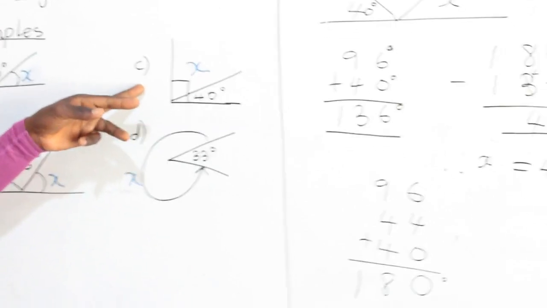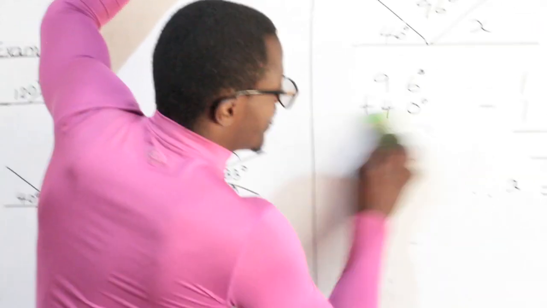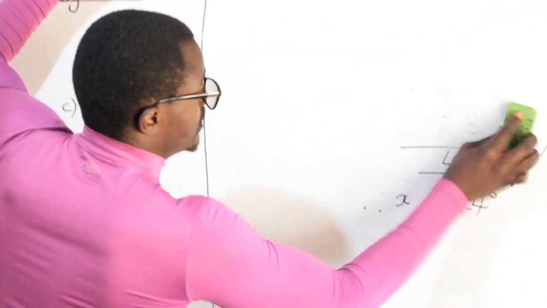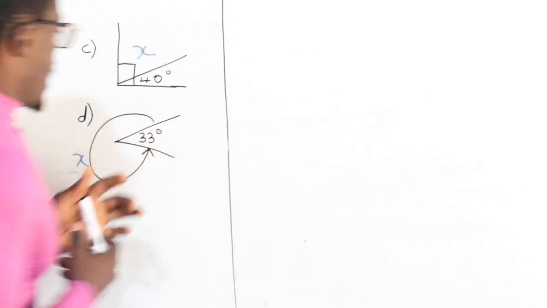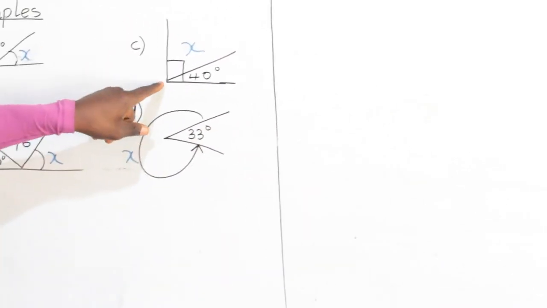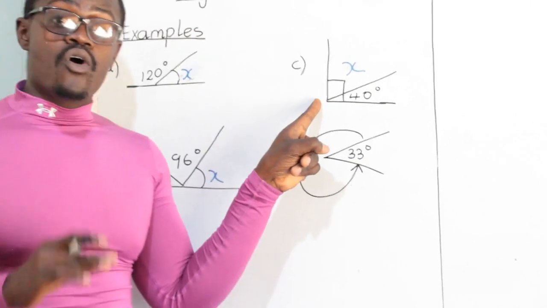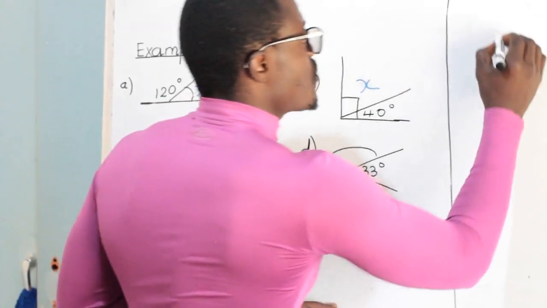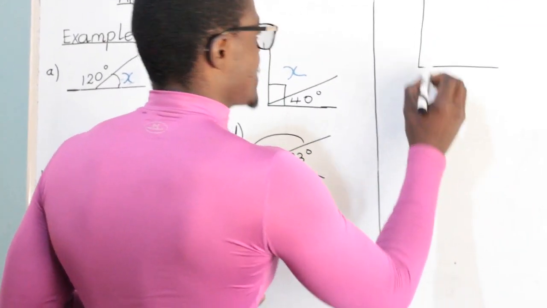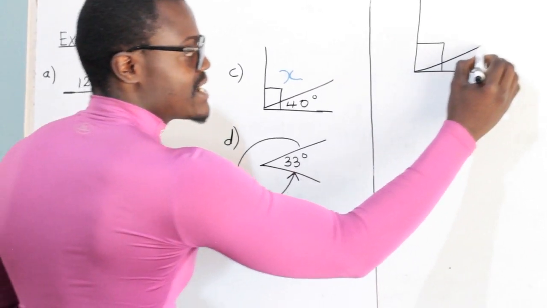And on our third example, let me erase again. Right. Our third example, we have a right angle. We learned about right angles. We say that a right angle adds up to 90 degrees. So we draw our right angle like that. This is the right angle, and it has been divided like that.